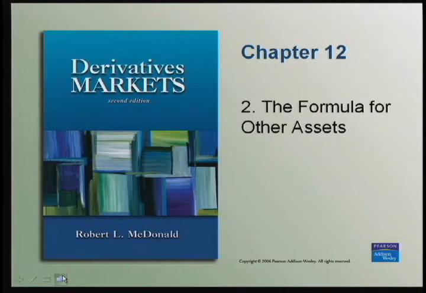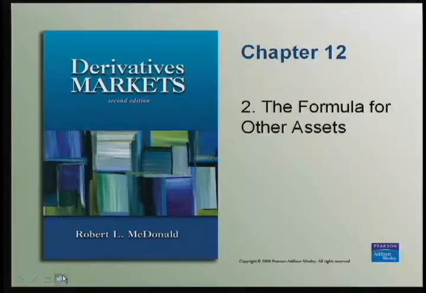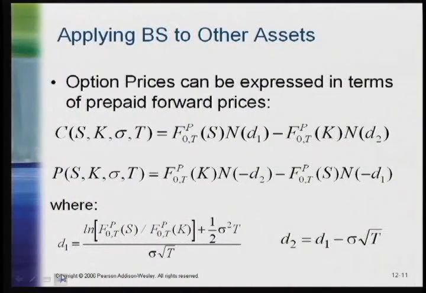In Module 2 of Chapter 12, we're going to generalize the Black-Scholes formula to other assets than common stock with continuous dividends. And so the first thing that we're going to do is to express the prices that we saw in the prior module in terms of prepaid forward prices.